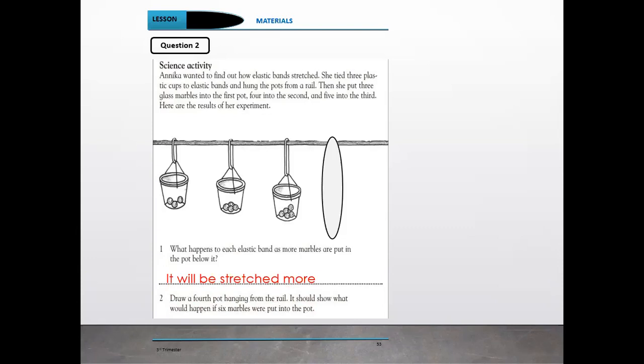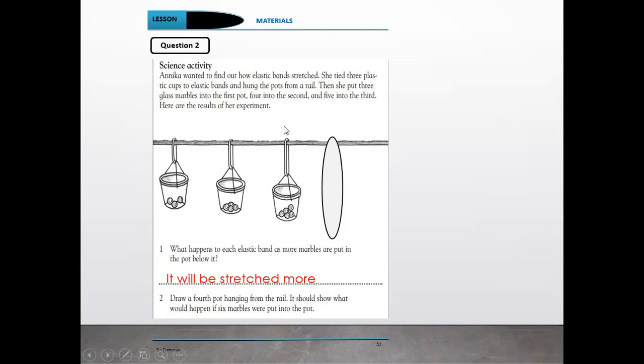He's saying in number 2, draw a 4th pot, and this pot must show what happens if you put 6 marbles into the pot. I added that it will be stretched more. Why? Because if you put 6 marbles in the 4th pot, it will be stretched more, so it will be going down more because it's an elastic band.